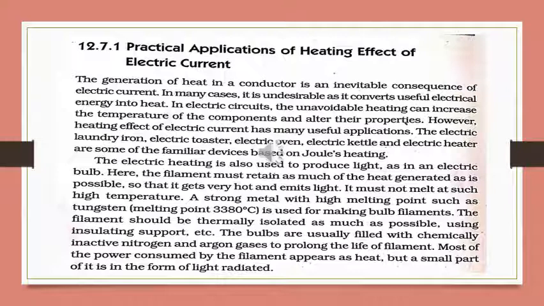However, heating effect of electric current has many useful applications, if that heat is utilized in a proper and desirable way. The electric laundry iron, electrical toaster, electrical oven, electrical kettle and electrical heater are some of the familiar devices which are based on the heating effect of electric current. The electric heating is also used to produce light, as in an electrical bulb.